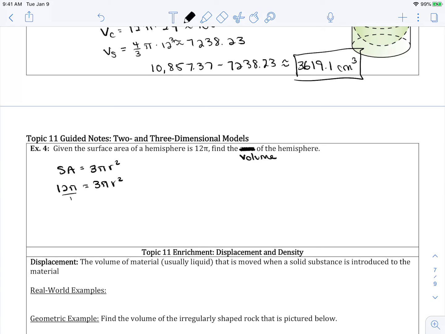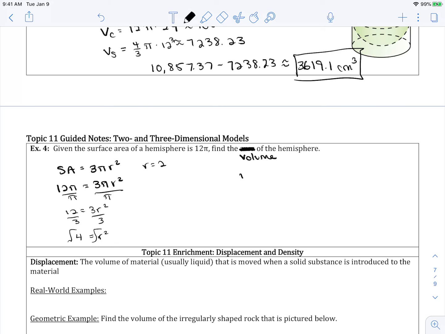So I'm going to divide by pi. That'll get rid of my pi. So now I have 12 equals 3r squared. I can now divide by 3, and I have r squared equals 4. And to get just r, I'd square root that, and I know that the radius is 2, right?